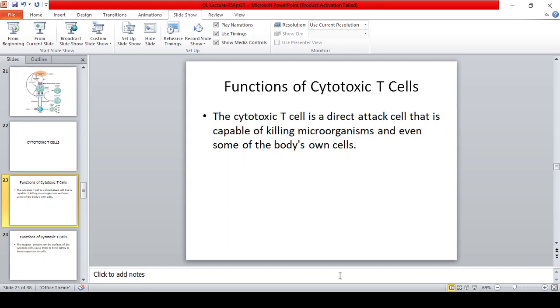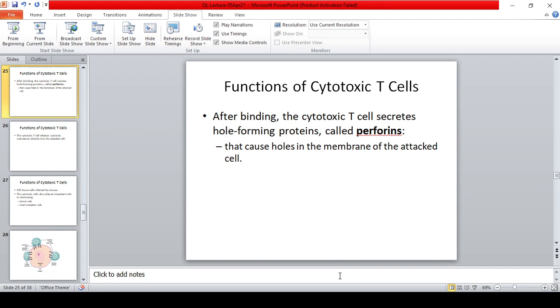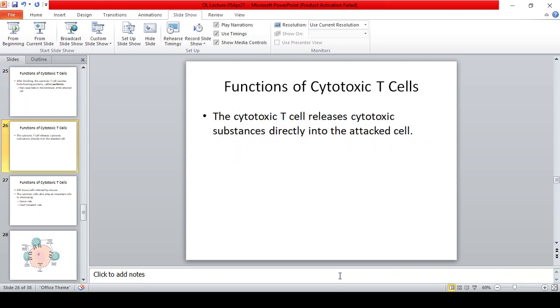The cytotoxic T cell is a direct attack cell that is capable of killing microorganisms and even some of the body's own cells. The receptor proteins on the surfaces of the cytotoxic cells cause them to bind tightly to these organisms or cells. After binding, the cytotoxic T cell secretes hole-forming proteins called perforins, that can cause holes in the membrane of the attacked cell. The cytotoxic T cell then releases cytotoxic substances directly into the attacked cell.